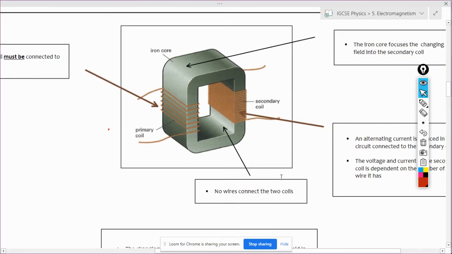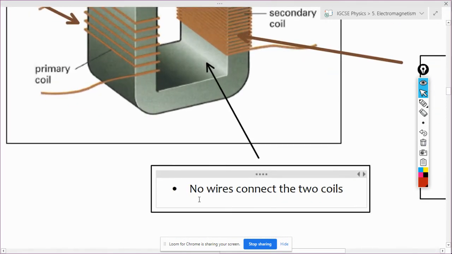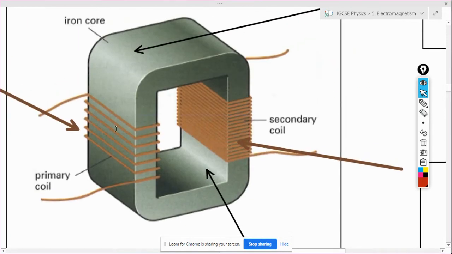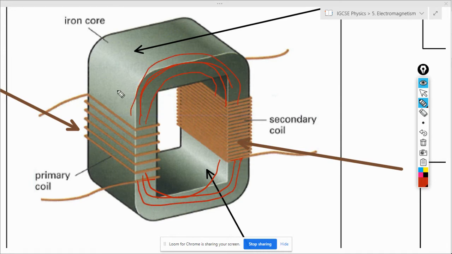One thing I want to stress again is what it says down here: no wires connect the two coils. There is no electrical connection between this coil of wire and this coil of wire. The only connection between the primary coil and the secondary coil is via the magnetic field that gets focused through the secondary coil from the primary coil. The magnetic field produced by the primary goes right through the secondary. That is what connects these two things.